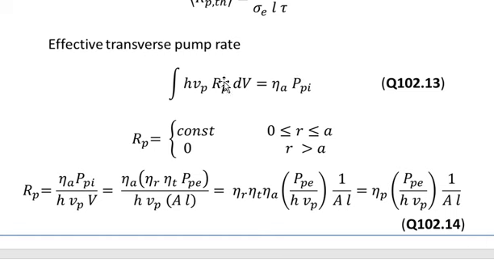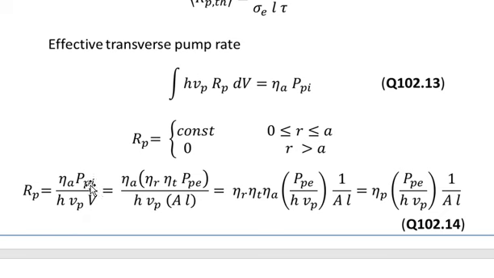If you replace Rp with a constant, that is, Rp is a constant in the region where R goes from 0 to A and 0 otherwise, and use this constant value of Rp in equation 102.13, then you will get this value. Because Rp is constant, the rest of the quantities are also constant except dV. The integral of dV is V.